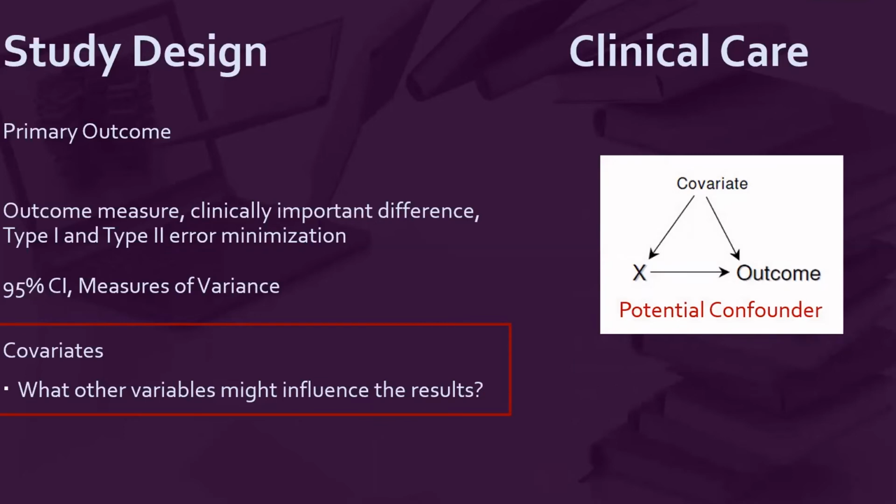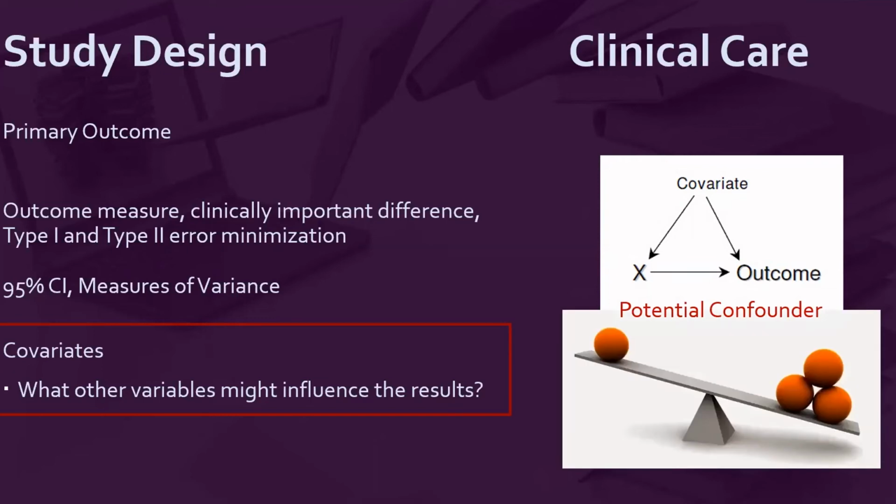So the issue with covariates is that they can be potential confounders, and these potential confounders are related to the outcome, typically in terms of prognosis and susceptibility, but they're also related to the exposure. And so they can make a difference as they come in to the study.